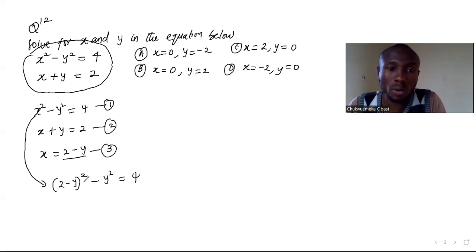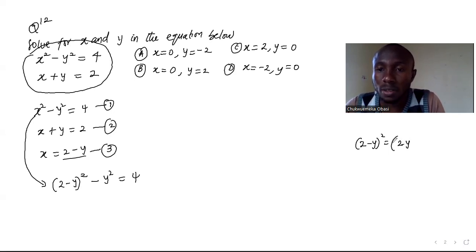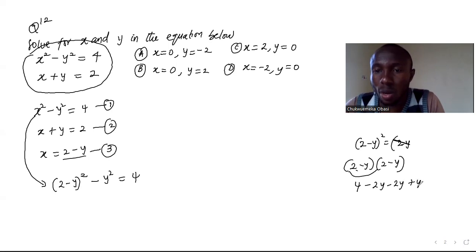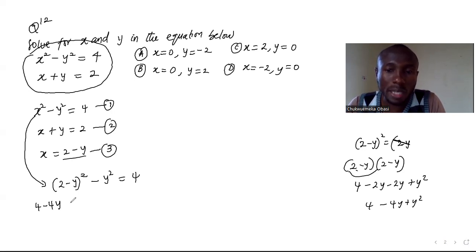2 minus y all squared means you're multiplying 2 minus y times 2 minus y. 2 times 2 is 4. 2 times negative y is negative 2y. Minus y times 2 is minus 2y. And here is plus y squared. That will give me 4 minus 4y plus y squared. So that's pretty much how to expand. So here now we have 4 minus 4y plus y squared, then of course we have minus y squared here equal to 4.